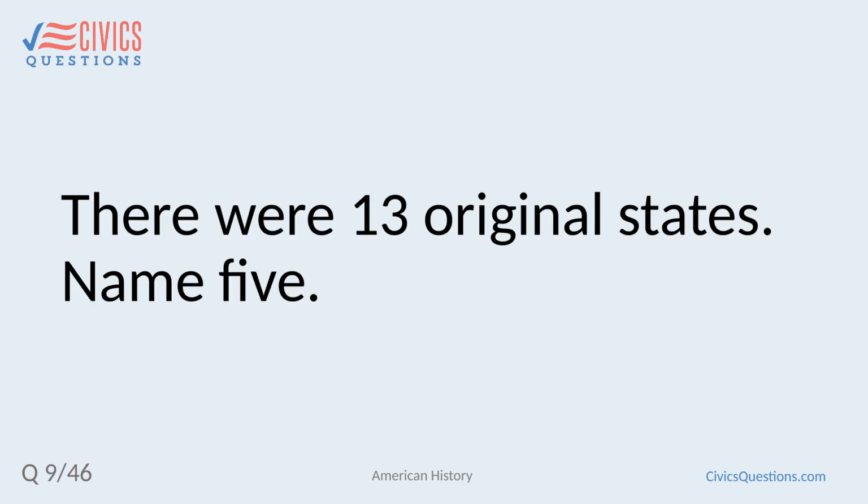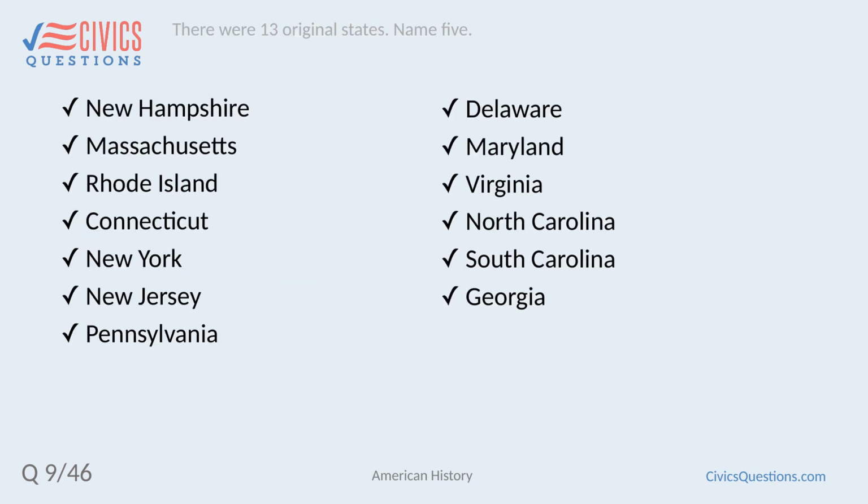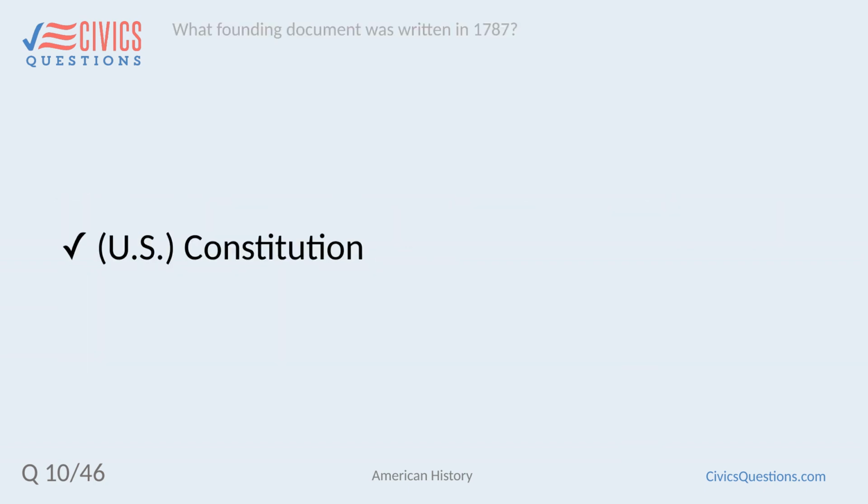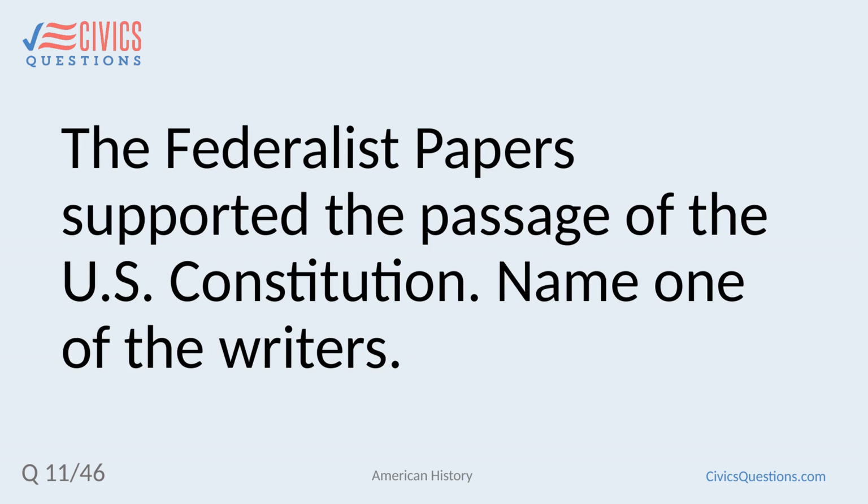There were 13 original states. Name 5. New Hampshire, Massachusetts, Rhode Island, Connecticut, New York, New Jersey, Pennsylvania, Delaware, Maryland, Virginia, North Carolina, South Carolina, Georgia. What founding document was written in 1787? U.S. Constitution. The Federalist Papers supported the passage of the U.S. Constitution. Name one of the writers.